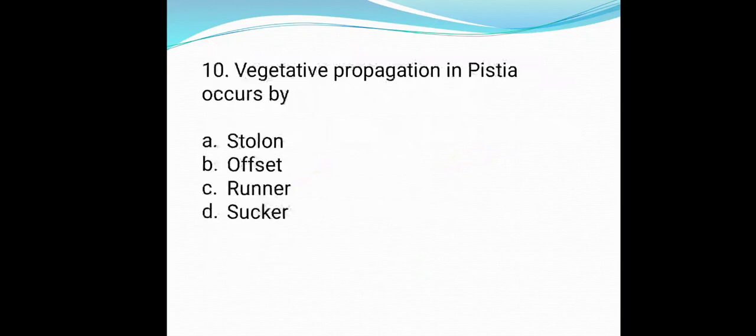Vegetative propagation in Pistia occurs by? The answer is option B, offset. Offsets are branches originating from the main stem, where the upper portion of the branch is curved and bears a group of leaves, while the lower portion bears roots. Each branch, when separated, grows independently, forming a new plant. That is the offset. So vegetative propagation in an aquatic plant like Pistia occurs by offset.